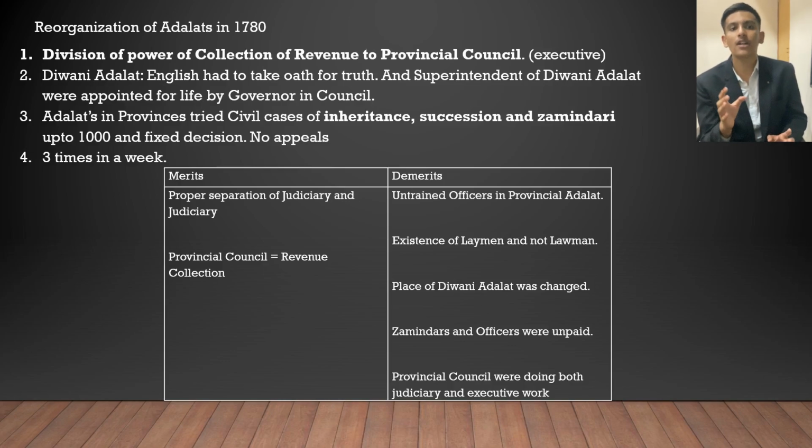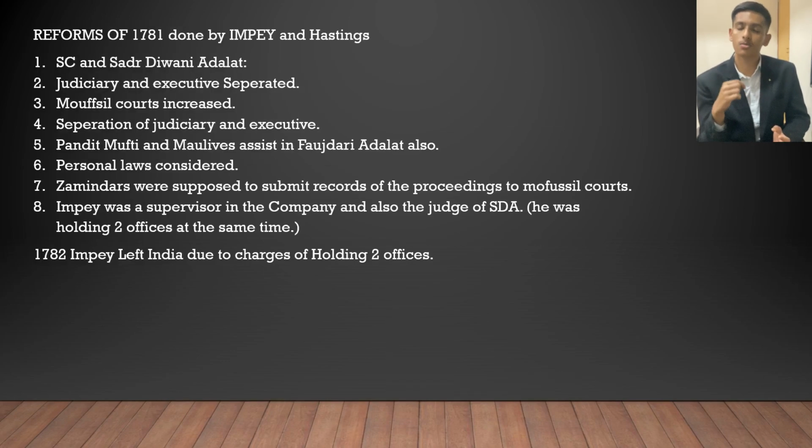This becomes a demerit in approximately most of the history, and in the reorganization plan too, this problem is seen. Now the place of Diwani Adalat is changed. So we have seen that again the mobility problem is there, and zamindars and officers were unpaid. So again bribery, corruption etc. is there. So in the succeeding year, reforms took place because Impey also came to India.